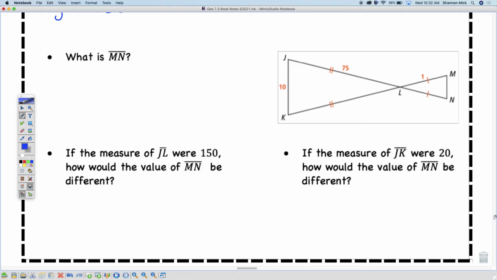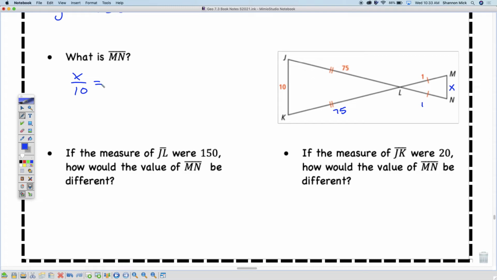Okay, so what has to happen? Well, LM is 1. Well, this is 1 and this is 75, right? Yeah. So if it's similar, then this has to be proportional to 10, right? Yes. So how do I figure that out? That's what we did all last week, right? How do I figure this out? X over what? X over 10. Okay. Equals what? 1 over 75.